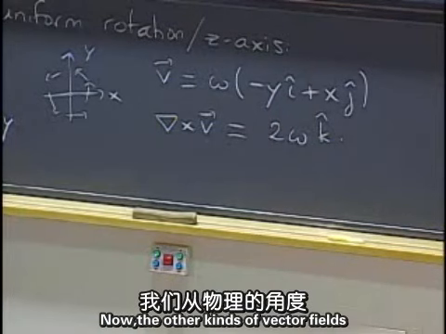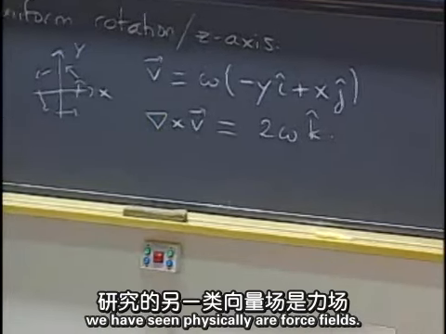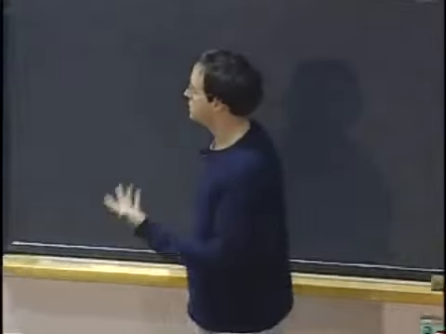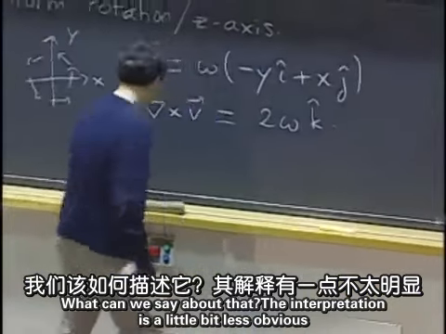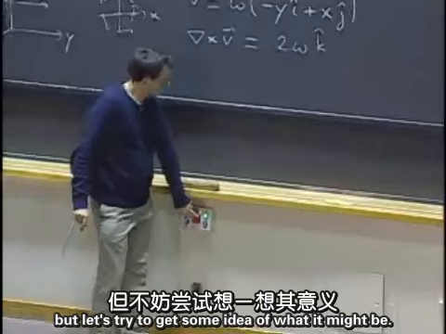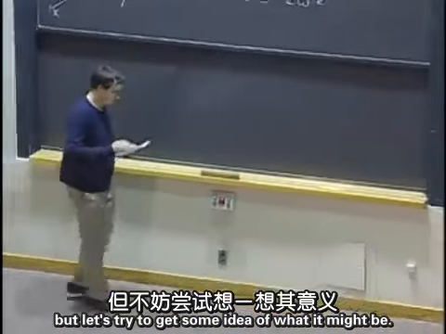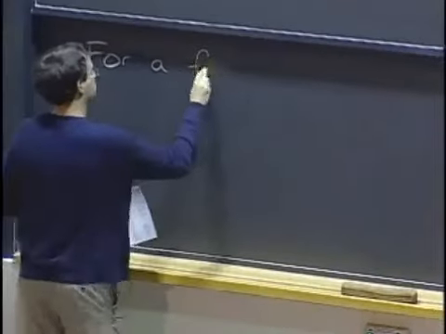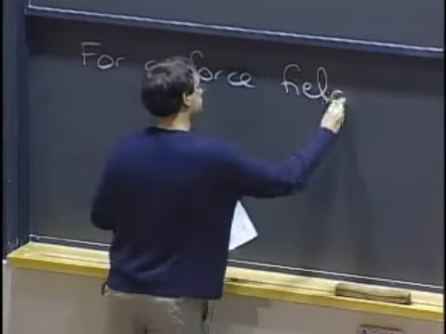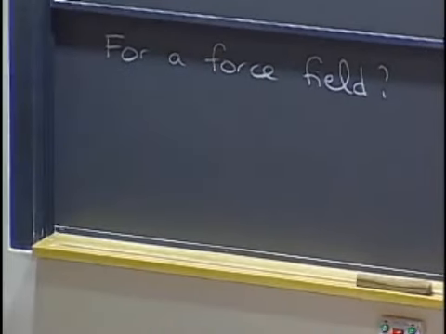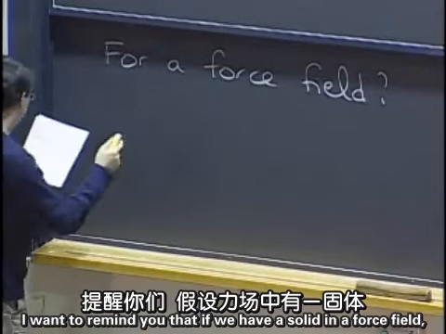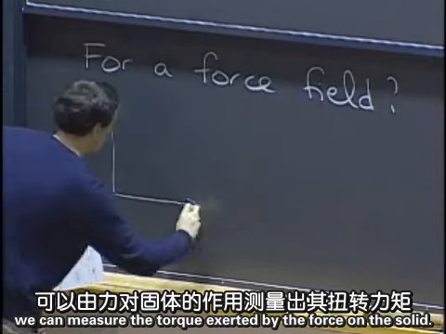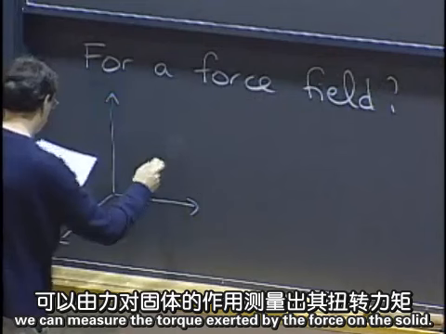So now, the other kinds of vector fields we've seen physically are force fields. So the question is, what does the curl of a force field mean? What can we say about that? The interpretation is a little bit less obvious, but let's try to get some idea of what it might be. I want to remind you that if we have a solid in a force field, we can measure the torque exerted by the force on the solid.